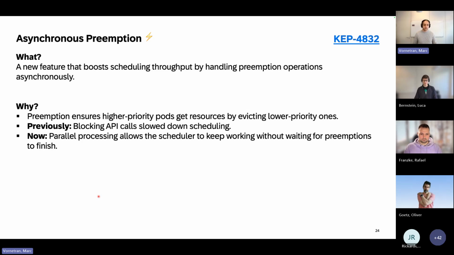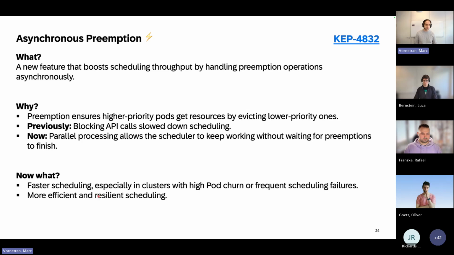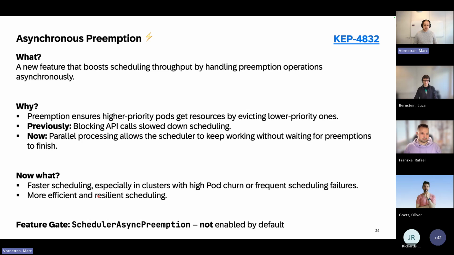Here also the quick recap, right? So preemption is a mechanism where if you configure high priority pods, they can evict low priority ones if necessary. And like I just said, previously this was blocking. Now you have parallel processing, which makes the whole scheduler more efficient. Again, this being especially useful in high churn clusters, or if you have a lot of failures going on. And since we're now in the new alpha feature gates, this is not enabled by default.